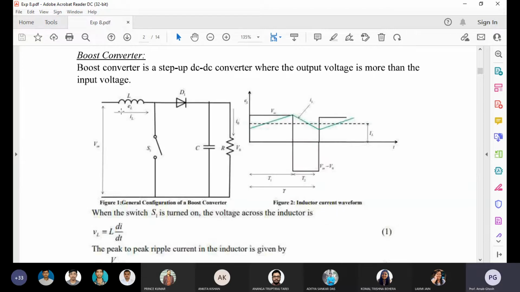Then in the case of the boost converter, you can see the structure of the boost converter. Current is increasing, then decreasing. It's your inductor voltage.